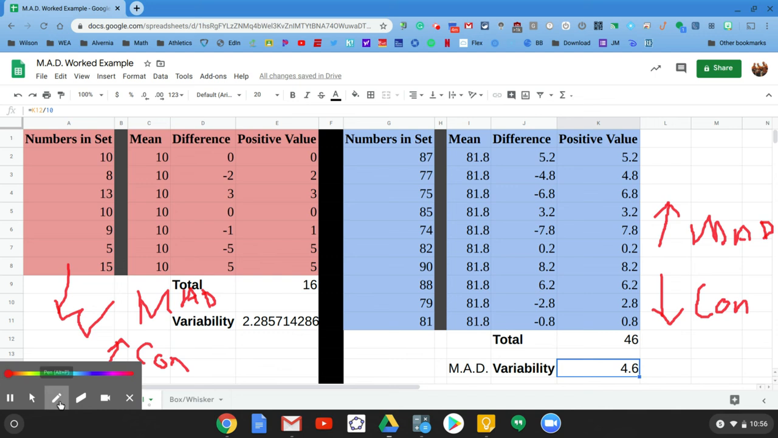What you are going to do now is go through some of the practice sessions. You can rewatch this if you need to. But essentially all you're doing is: calculate the mean, find each number's distance from the mean, add those distances together and divide by the total numbers in the set. And that will give you your variability.